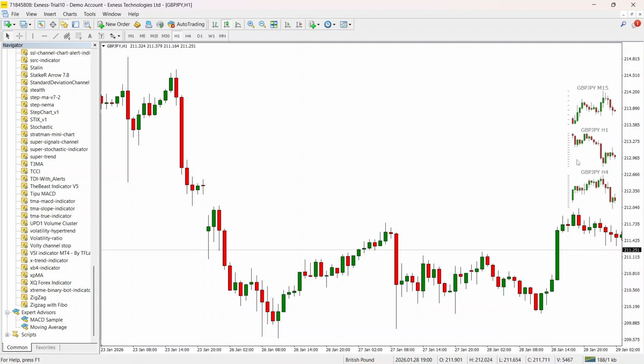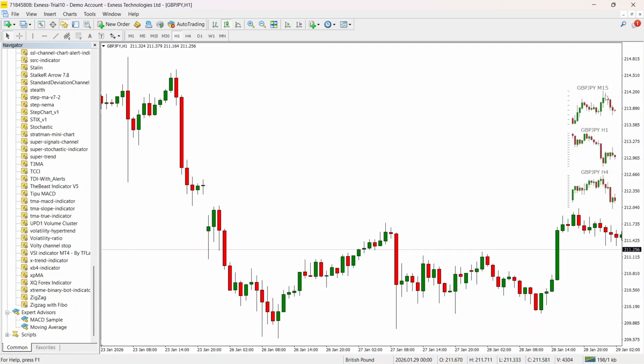Each mini chart shows full price action, candles, bars, or lines, in my case, candles, and can also display technical indicators and trend lines just like a normal chart. You might have, for example, a 15-minute chart, 1 hour mini chart, and a daily mini chart.